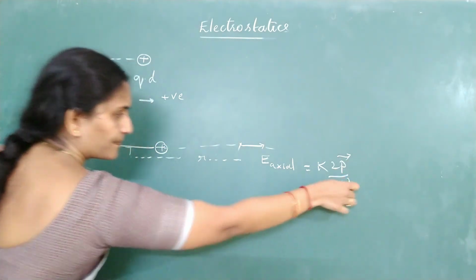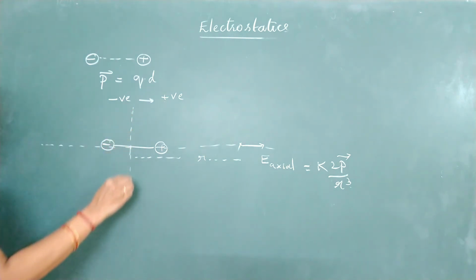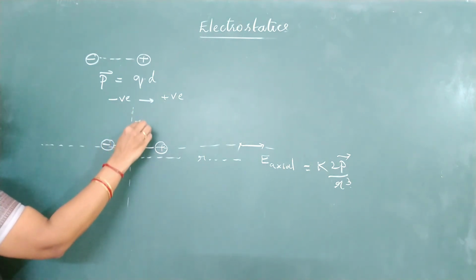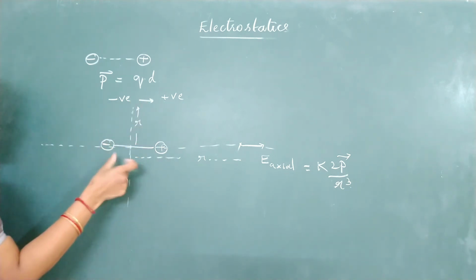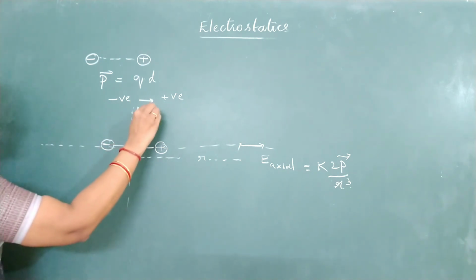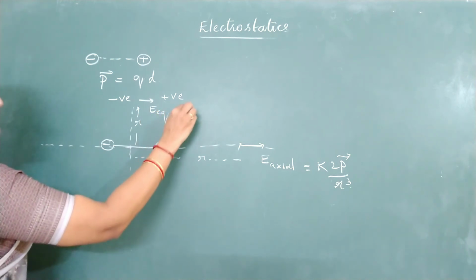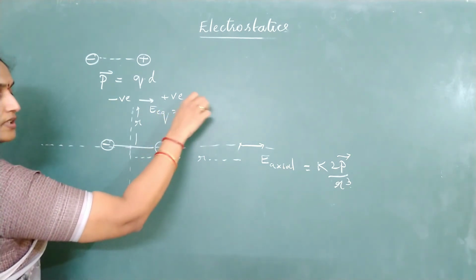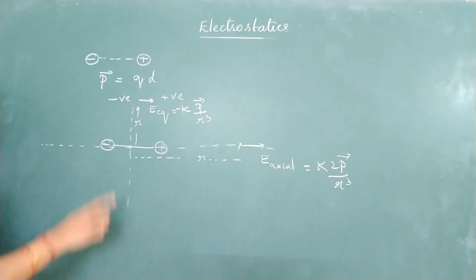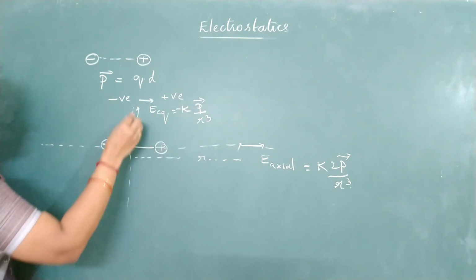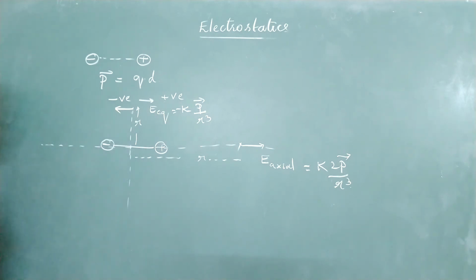Whereas for the equatorial line, at a distance r from the center, provided r is much larger when compared to the size of the dipole, the field along the equatorial line is k, 1 by 4 pi epsilon naught, p by r cube, with a minus sign. That is, if the dipole moment is from negative to positive, the field is in the opposite direction.